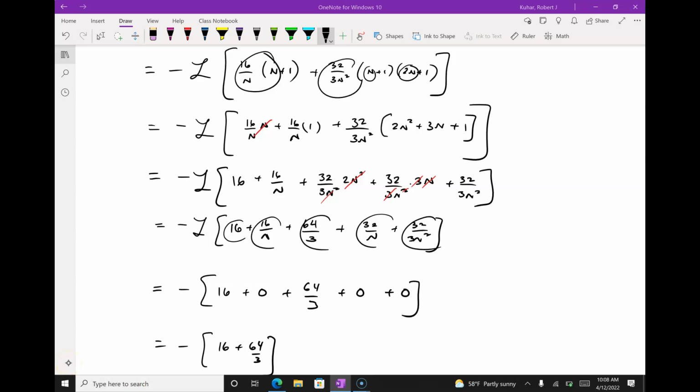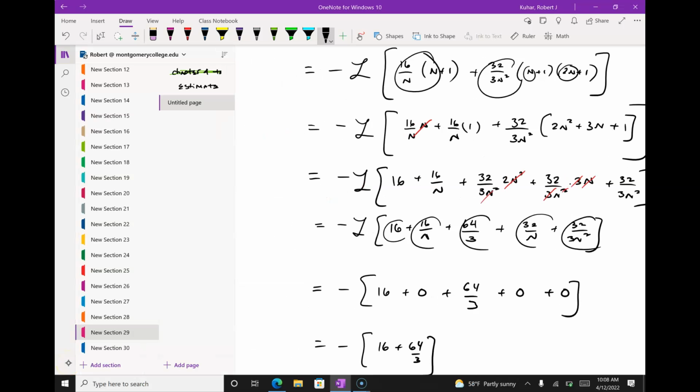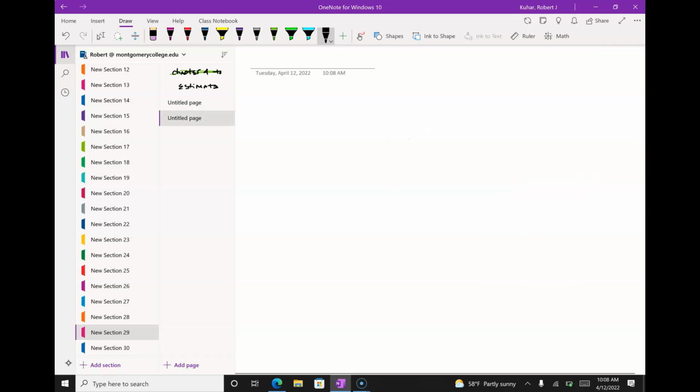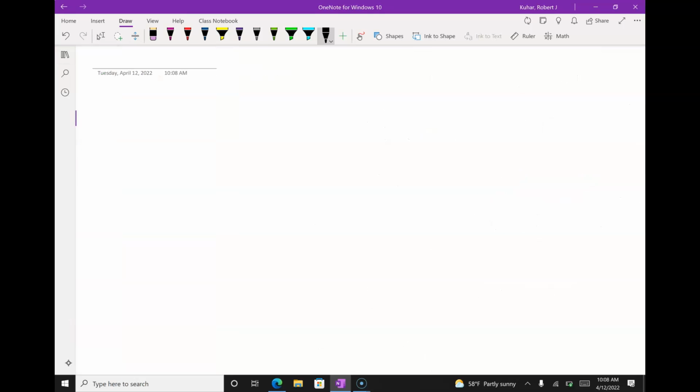I'm starting a new recording here for my integration methods. This is 5.5. We've already got a few methods that we know.